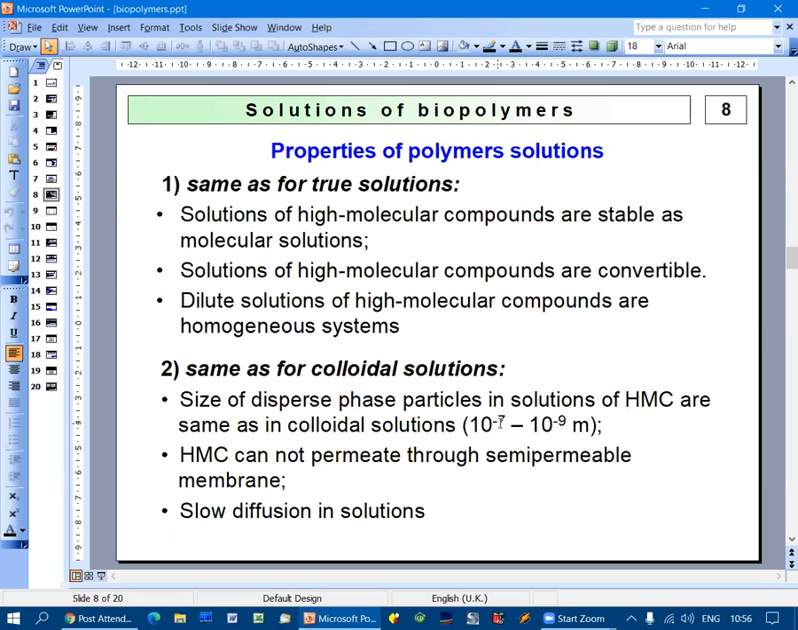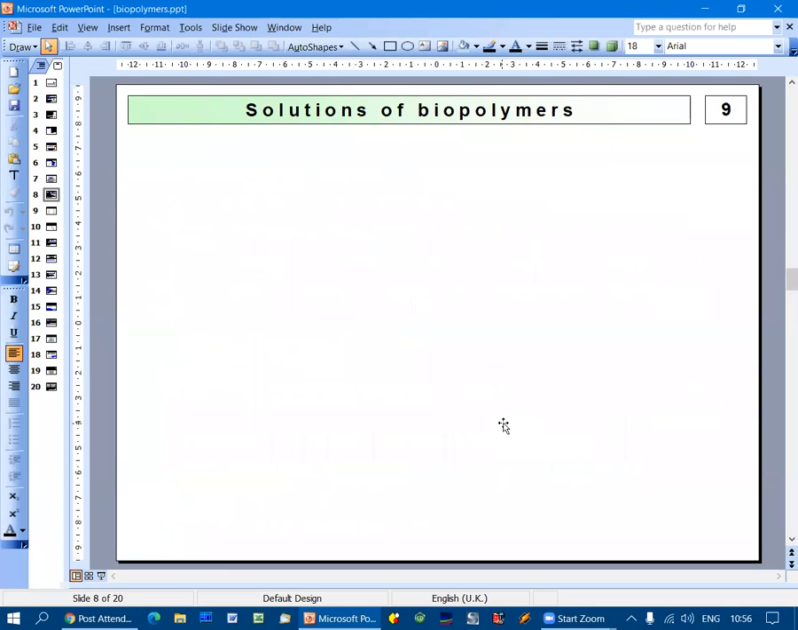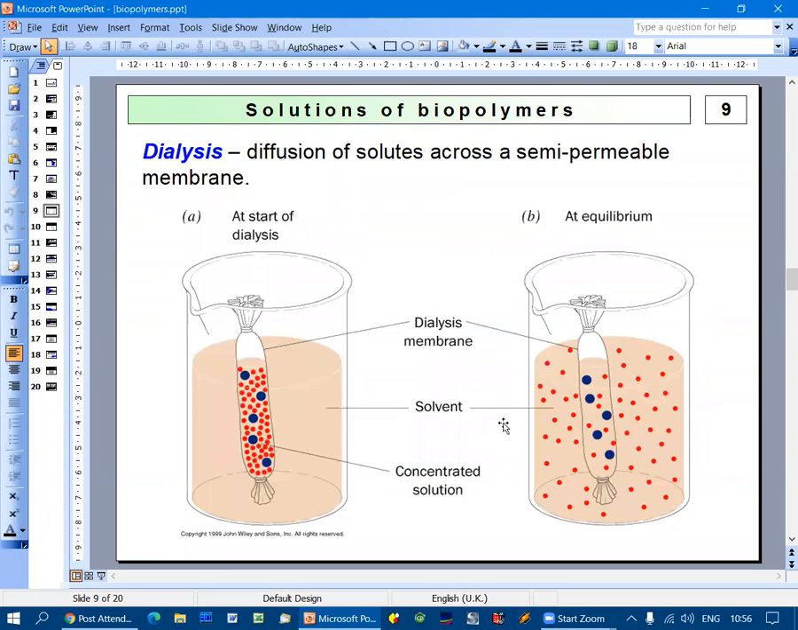This property is used in dialysis. In dialysis, this technique is used to separate molecules based on their size.